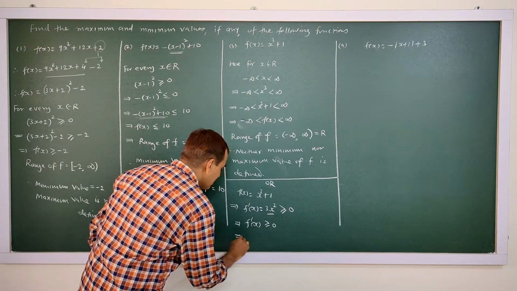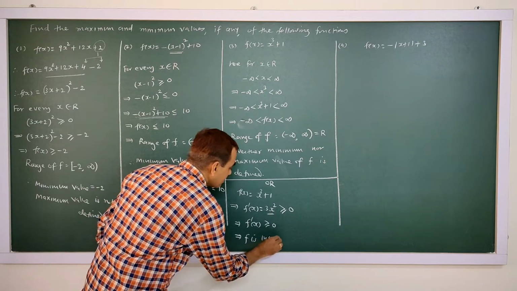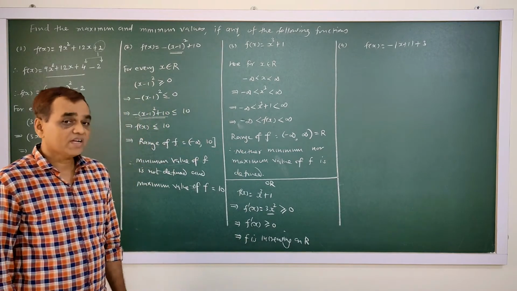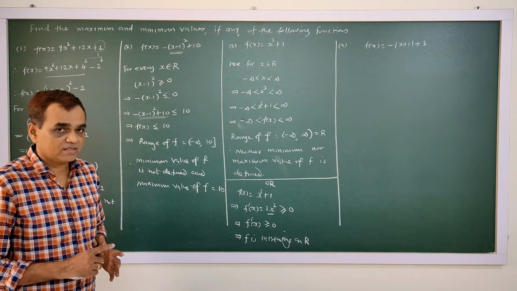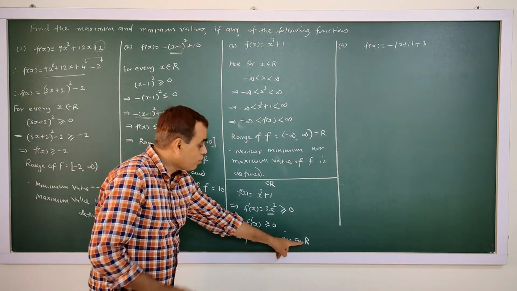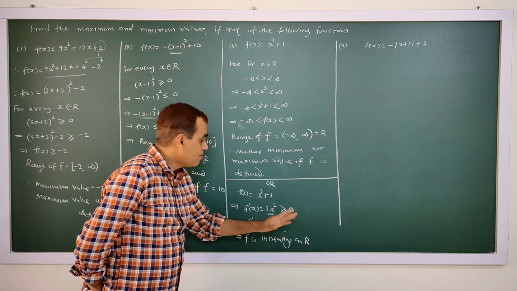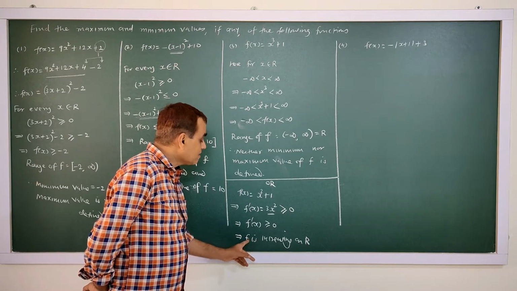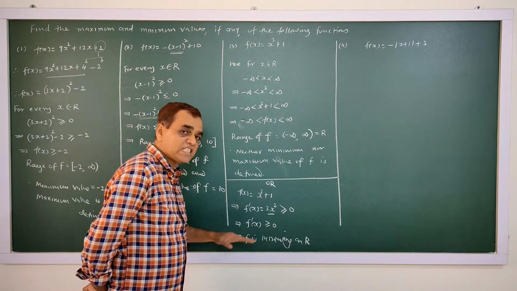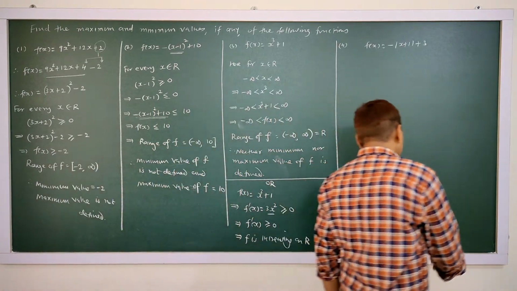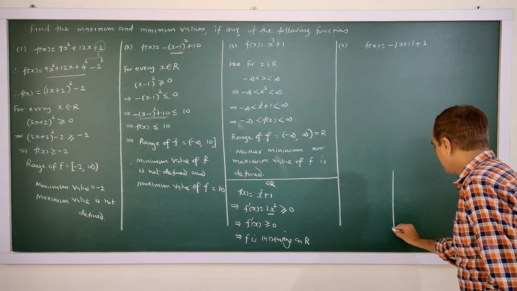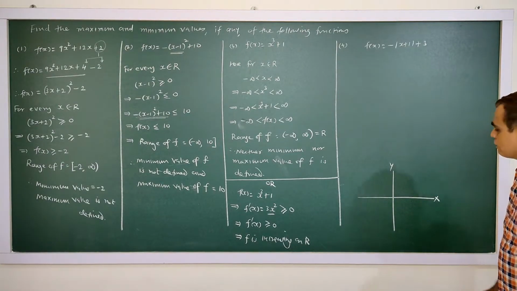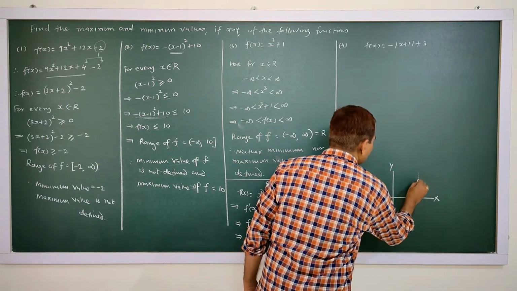So the function is increasing on R. If the function is increasing, let's say the domain is R, on R the function is increasing, therefore neither minimum is defined nor maximum is defined. Whenever any function is increasing, say f(x) equal to x, look at the graph. f(x) equal to x³. This is the graph of f(x) equal to x³.